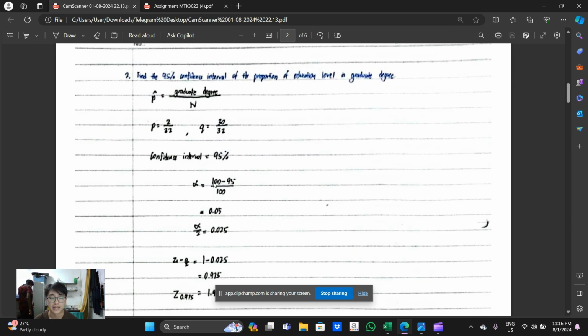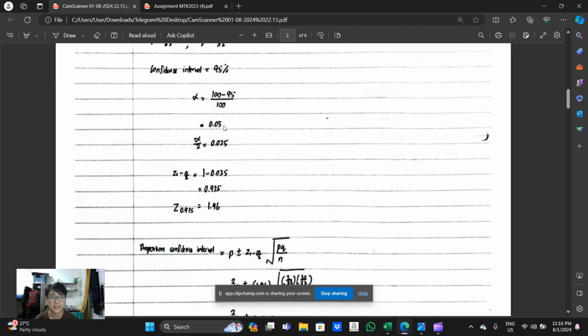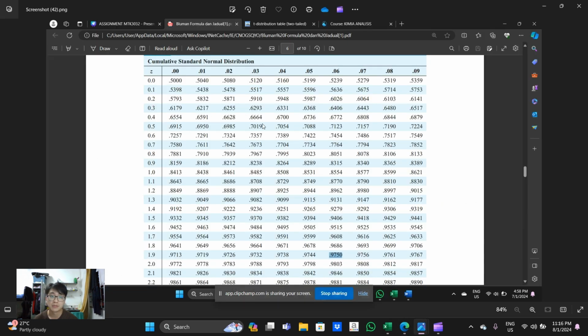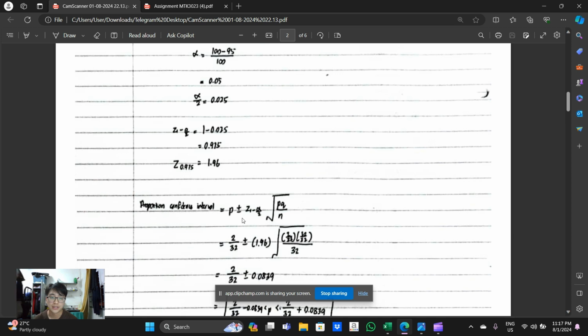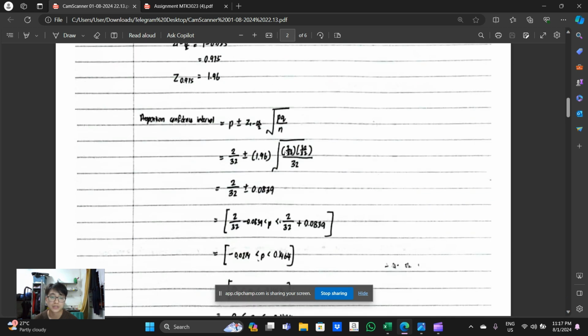So we find alpha by 100 minus 95 divided by 100. So we get 0.05, and 0.05 divided by 2, we get 0.025, and then 1 minus it, we get 0.975. From the same table, the cumulative standard normal distribution, we can clearly see that 0.975 states that the value is 1.96. So here we put 1.96, and this is the formula used in this question.